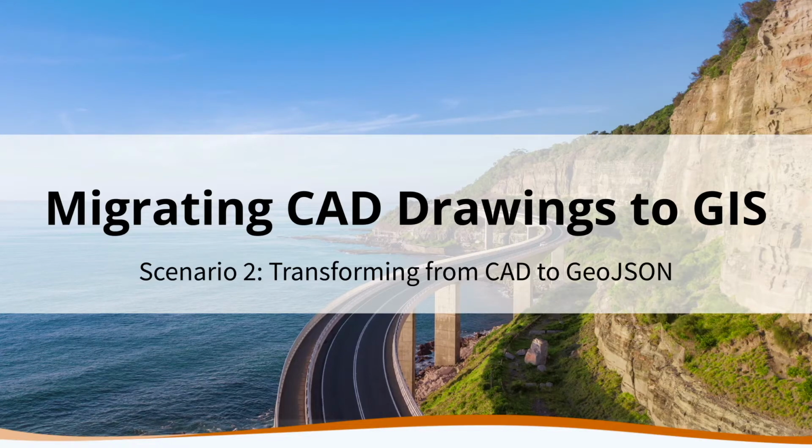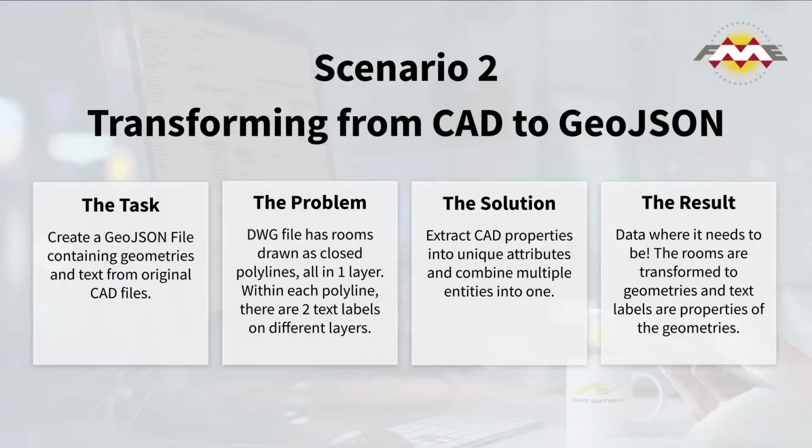And the issue here is quite an interesting one. We want a GeoJSON file containing the geometries and text from original CAD files. The DWG file had rooms that were drawn as closed polylines, and there were 2 labels inside there on different layers. And so we wanted to merge that all together and get data where it needed to be used downstream by a mapping online or mobile mapping application.